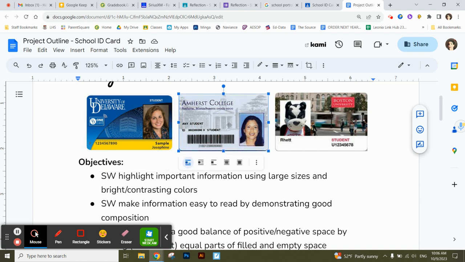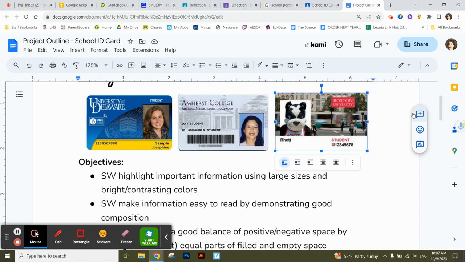Same with Amherst. What kind of colors are you seeing on the Amherst College one? White. What else? I think it's gray. Gray, and maybe I don't know if it's more of a purple or a navy, but one of those. Okay? And the BU one is a little bit busier, but it's pretty neutral. It's kind of tannish with this building. The bus is kind of tannish, so we're still trying to keep it somewhat neutral.